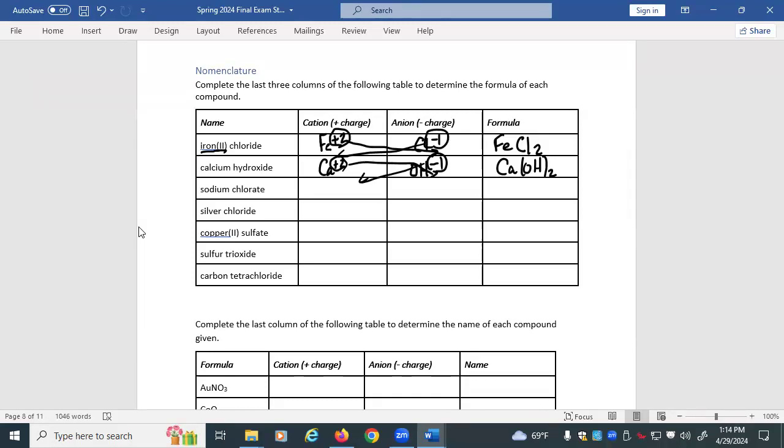Look at the third one, sodium chlorate. Sodium is Na. I look at the periodic table, I see sodium is in the first group, so I know it's going to have a +1 charge. Chlorate is on my list of polyatomic ions. It's ClO3 -1.